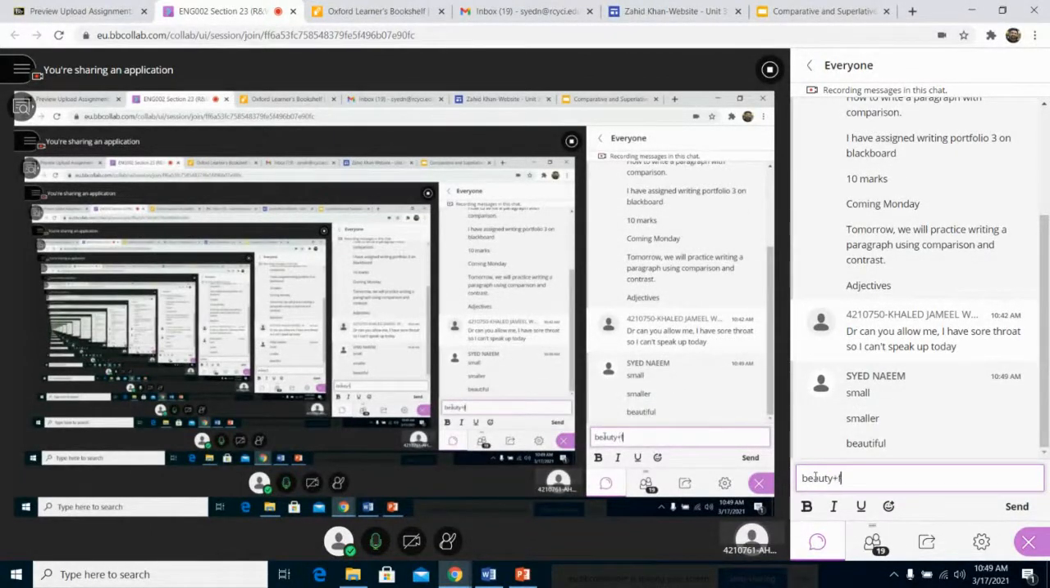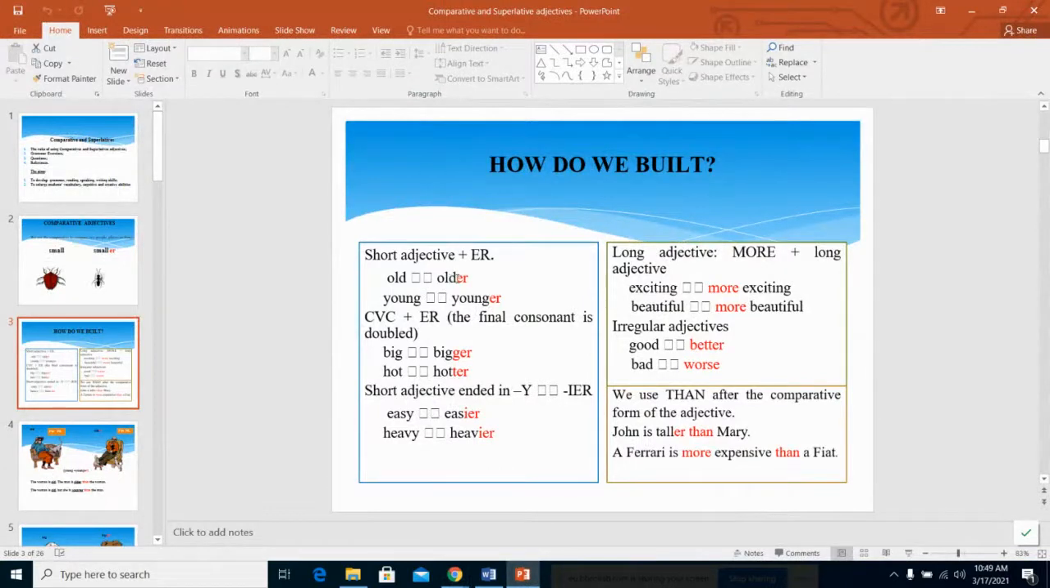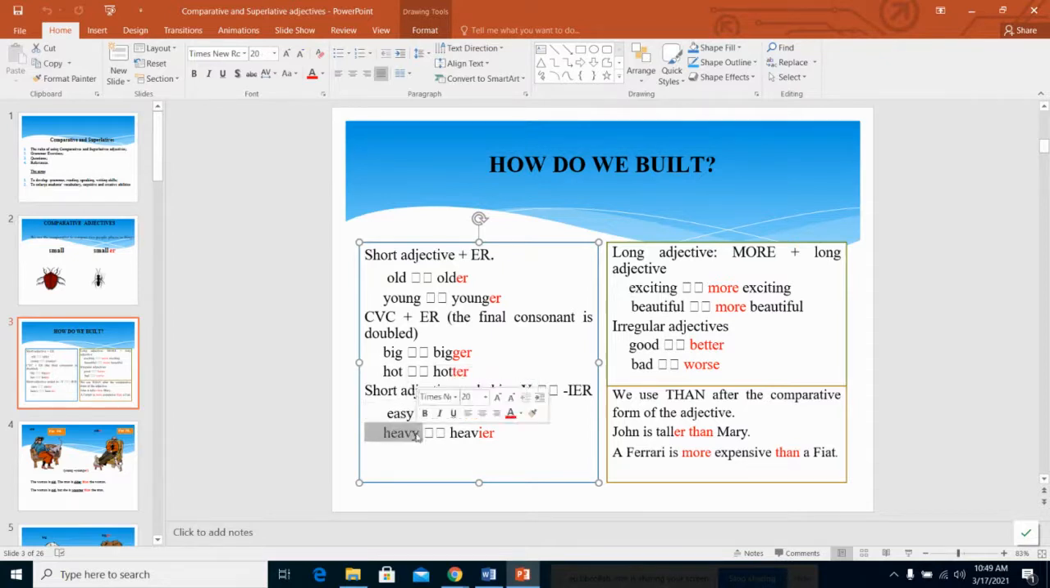Beauty plus full. So small is one syllable, same as old and older. Old is only one syllable. It is not a combination of two words or a word plus a suffix or a word with some prefix. So just one syllable. Young, for example. Big. Short adjective. Hot. Easy. Heavy. So if it's a short, one syllable adjective, we add ER, or in some cases we double the consonant, and in other cases we take out Y and add IER to make it a comparative adjective. Any questions? Anything you don't understand?